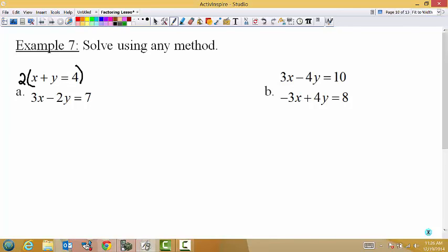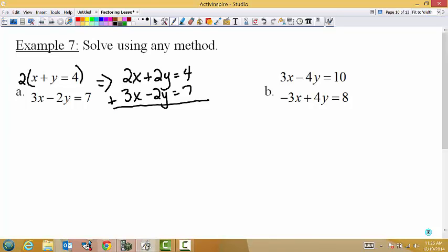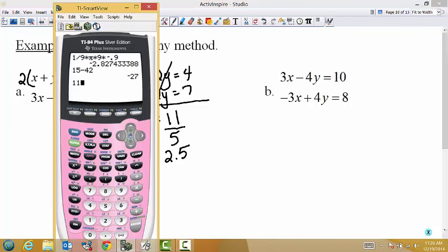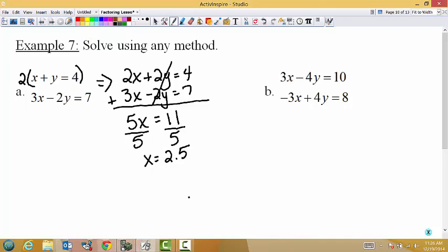So if I multiply by 2, 2 times x is 2x, 2 times y is 2y equals 4. I'm just going to bring the other one over and add straight down. 2 plus 3 is 5x, the y's cancel, equals 11 divided by 5. X equals 2.5. Maybe. My simple math is not the best yet. Nope, 2.2. I was wrong. 2.2.